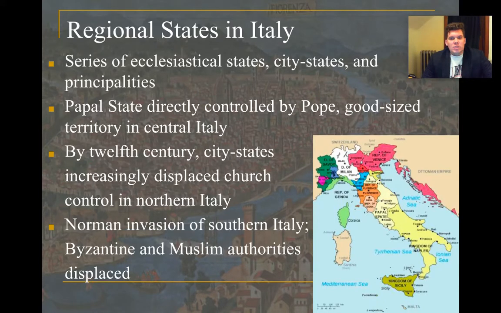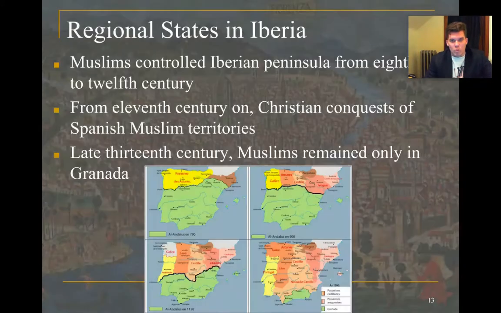By the 12th century, city-states gained more and more power and wealth that they kind of displaced the church as the main authority in northern Italy. And with the Norman invasion in southern Italy, Muslim and Byzantine authorities were displaced. So Italy, for our purposes, was basically a mess. Just a bunch of somewhat random city-states all kind of operating independently and almost always fighting each other with pretty good degrees of ferocity. And we'll see that happen over and over.